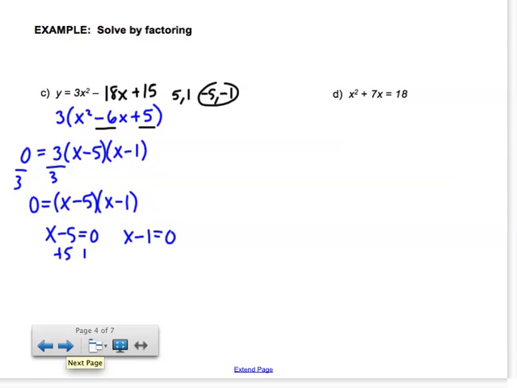If I'm going too fast, you can pause the video. You can go back and listen to it again.